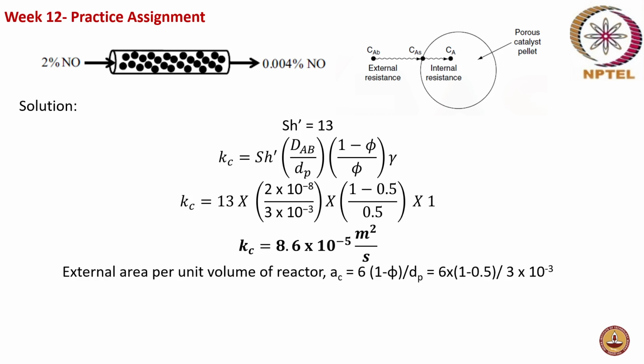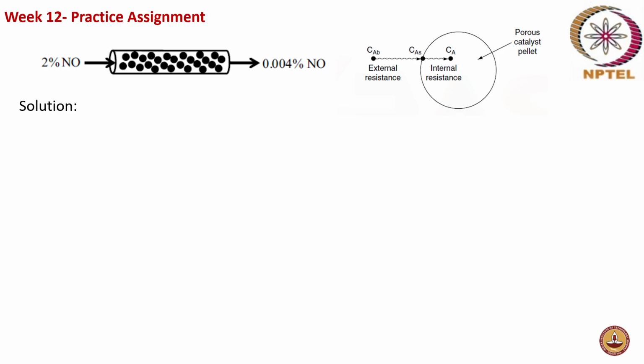Now, we should also find out the external area per unit volume of the reactor, AC. That is given by 6 into 1 minus phi divided by dP. So, phi is the porosity of the bed and dP is the diameter of the particle. So, we have all the values. Phi is equal to 0.5 and dP is 3 into 10 power minus 3. So, you will get AC is equal to 1000 meter square per meter cube. So we have the value of mass transport coefficient, we have the value of AC.